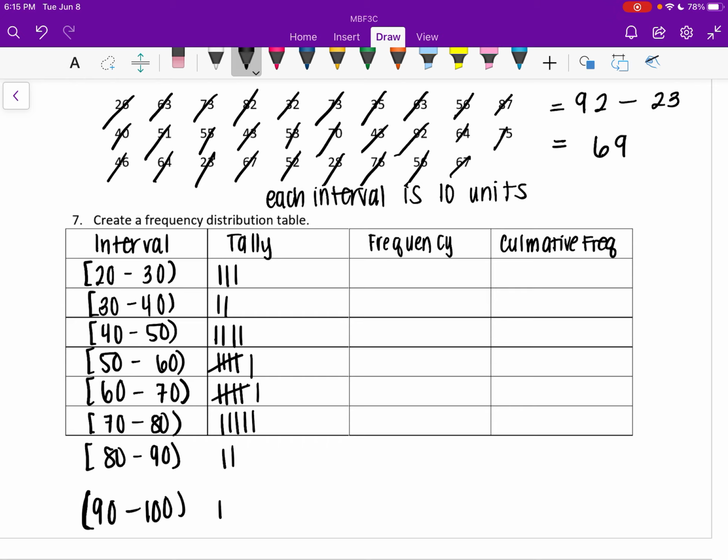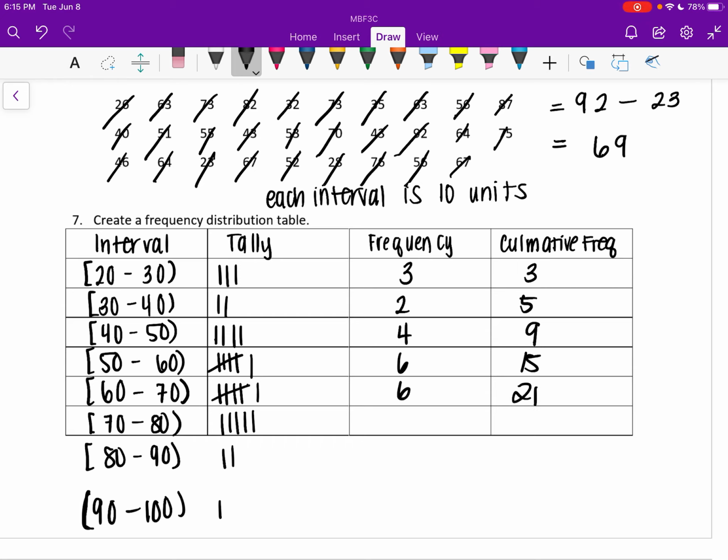Okay, I think that's it. So let's just make sure we have 3, 3 plus 2. The cumulative frequency here, I'm just doing it as we go. Then 4, 5 plus 4 is 9. 5, and then 6. 9 plus 6 is going to give us 15. Another 6, that's going to give us 21.